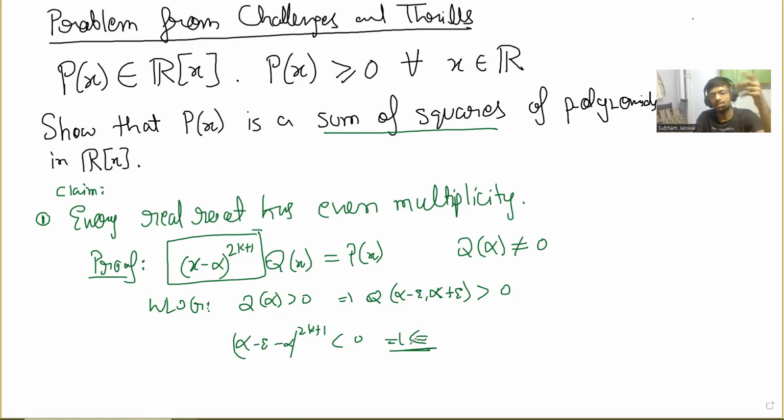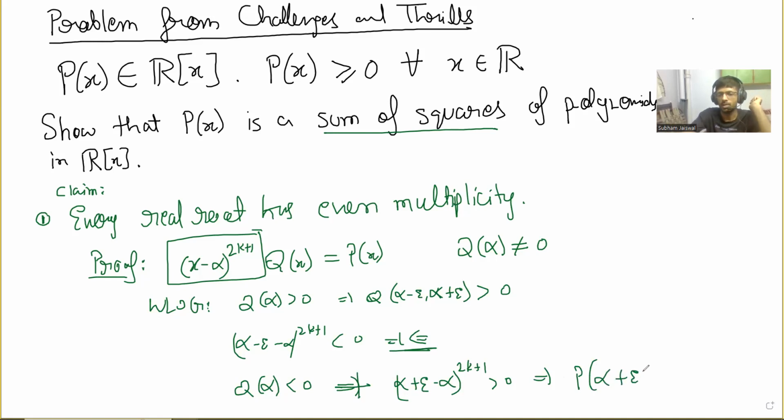So let's just check it. If Q of alpha is negative, then that implies that (x minus alpha) to the power k plus 1 is positive, so this plus this implies that P is negative, which is a contradiction. So every root has even multiplicity, and geometrically you can see that this is what happens at an odd multiplicity root. So all this is fine.